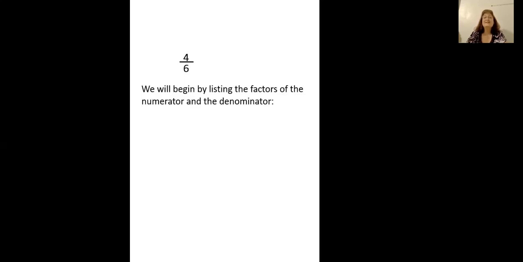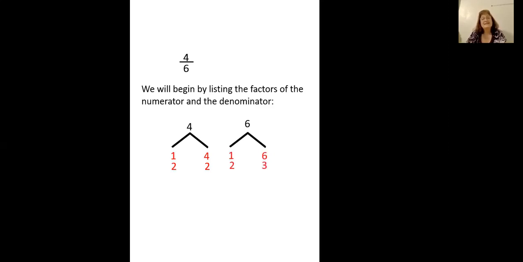We will begin by listing the factors of the numerator and the denominator. We're going to list the factors of 4 and the factors of 6, and then we are going to reduce 4/6 into its lowest form. We'll begin with 4. The factors are 1 and 4, 2 and 2. The factors of 6 are 1 and 6 and 2 and 3.